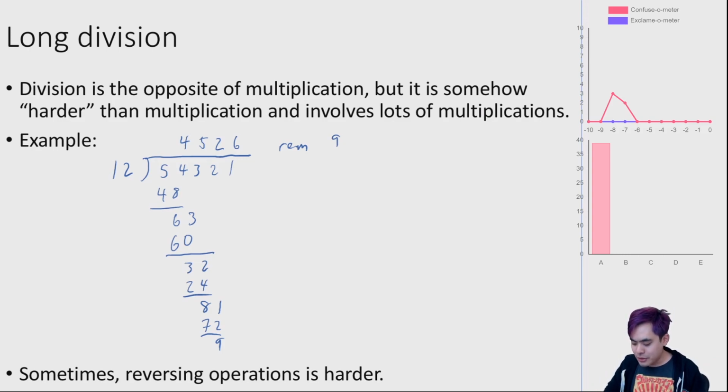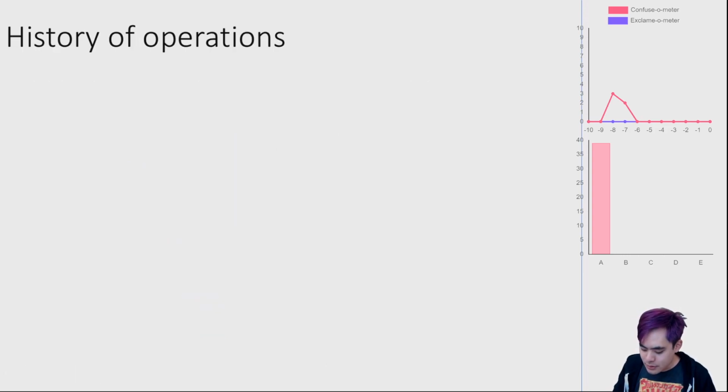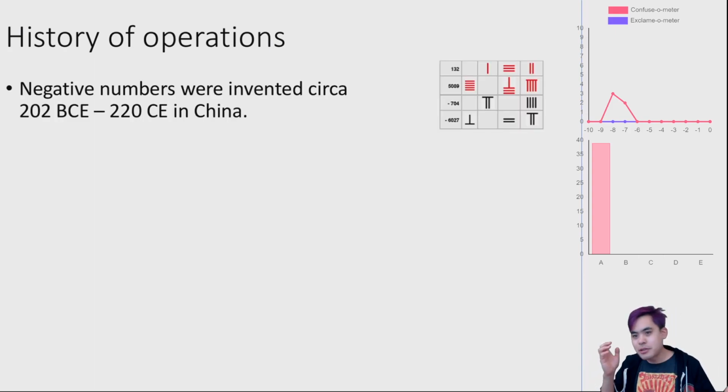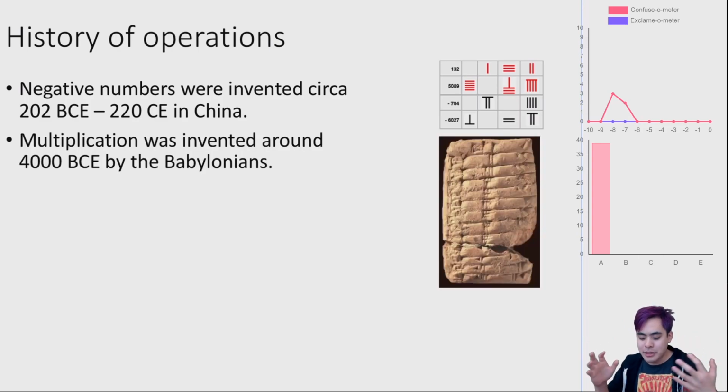Well, now let's go back to a history of operations. So we've been talking about when different operations were invented, and I didn't really talk about when division was invented. So, well, let's remind ourselves when things were invented. Negative numbers were invented around 200 BC to 200 AD. Multiplication was invented by around 4000 BC by the Babylonians.